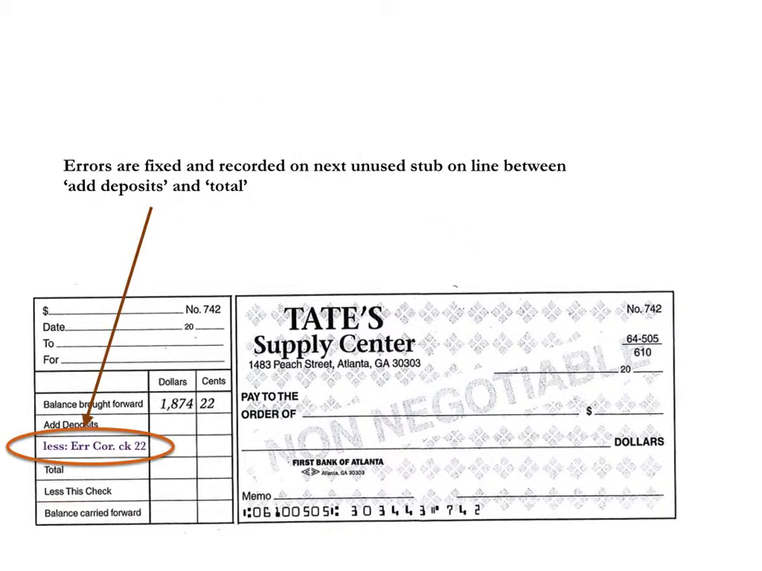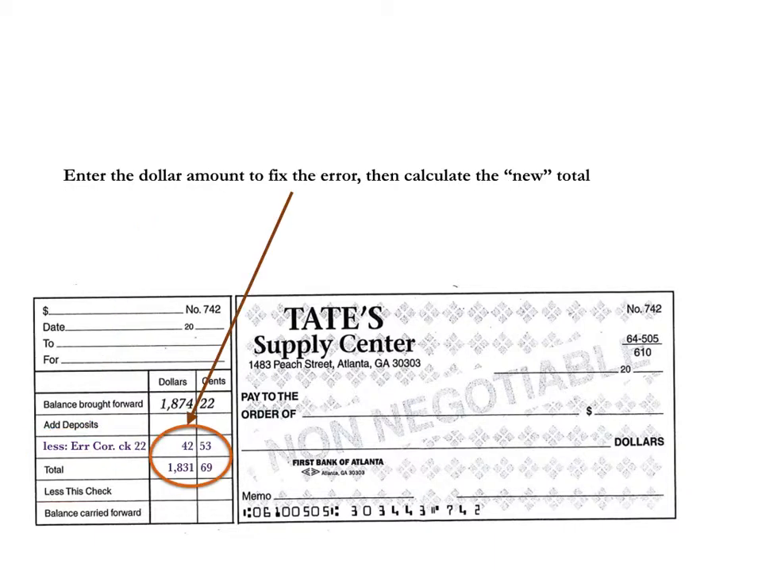When we find an error while proving our checkbook or proving our cash, it is fixed and recorded on the next unused check stub on the line between add deposits and total. In this instance, we found an error on check number 22 that caused our bank account to be off. So we say less, error correction, check 22, and then you would write the amount of the error. Since we said less, that means we're going to subtract. So now our updated adjusted balance is $1831.69.